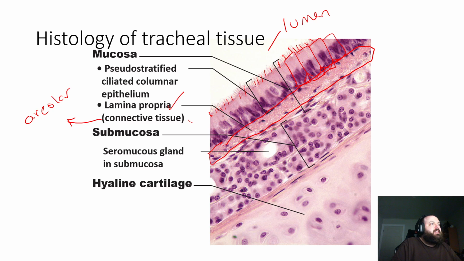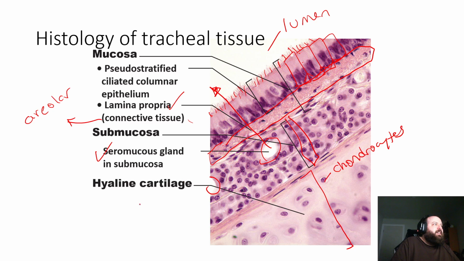Surrounding the mucosa is the submucosa, so you can see this area right here is the submucosa. You can see in some cases, like here and over here, that's where the seromucous glands in the submucosa are, and they're going to be producing the mucus that gets sent out into the lumen and then will get crowd surfed onto those cilia. And then finally, the last layer here, as you can see over here, these are chondrocytes. And so this lower layer is the hyaline cartilage layer that's associated with that.